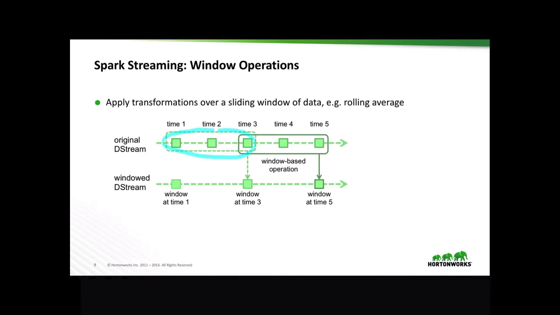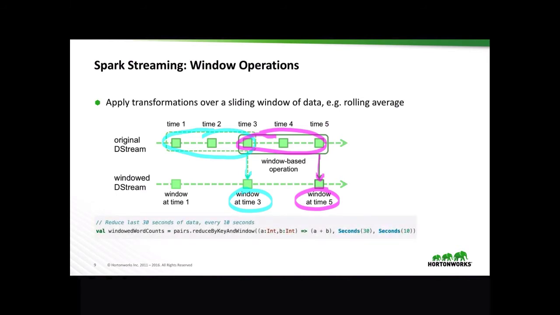Here's a visual example of applying transformations over a sliding window. Window operations are useful, for example, in calculating a rolling average on your favorite stock, or in monitoring a web server and giving statistics over the last hour refreshed, say, every minute. Below the figure, we have a sample code on applying a reduce by key in window method, adding the values within that 30-second window, and refreshing every 10 seconds.